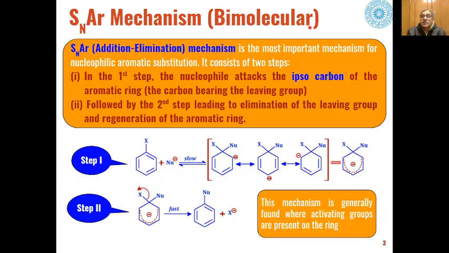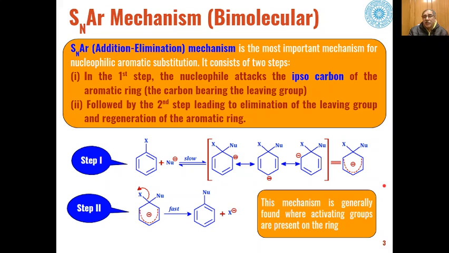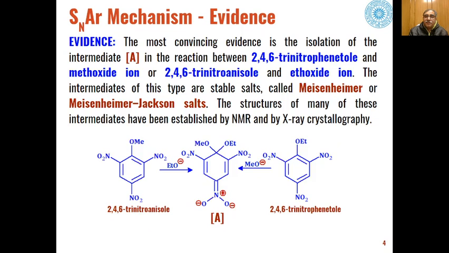So that is why this reaction is a bimolecular reaction, or we say that the mechanism is a bimolecular mechanism. And in the second step, the leaving group is eliminated and the aromatic ring is regenerated. This type of mechanism is generally found where activating groups are present on the ring, and this is the most common mechanism present in aromatic nucleophilic substitution reactions.